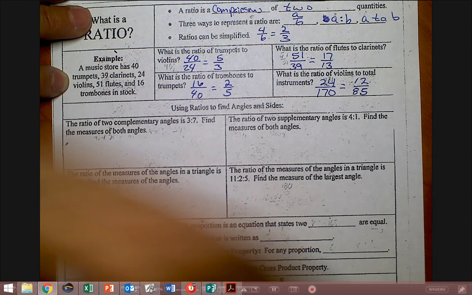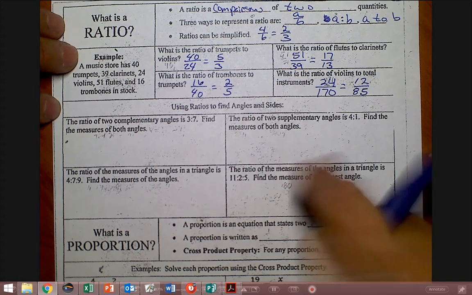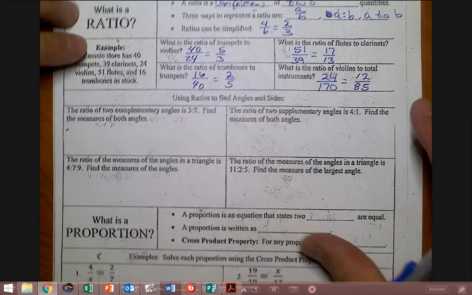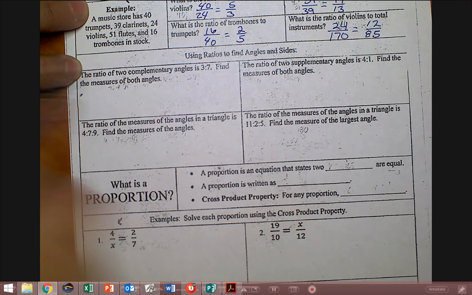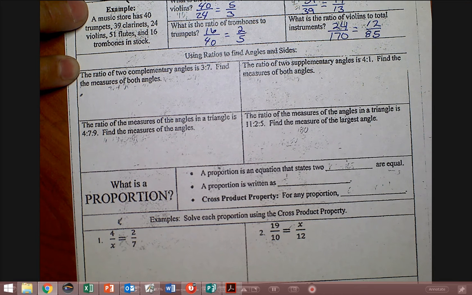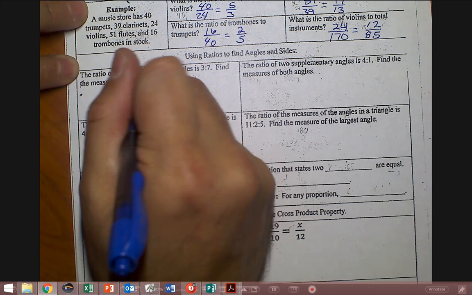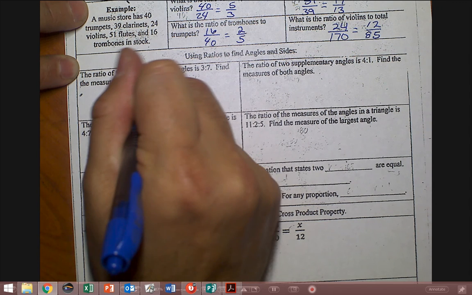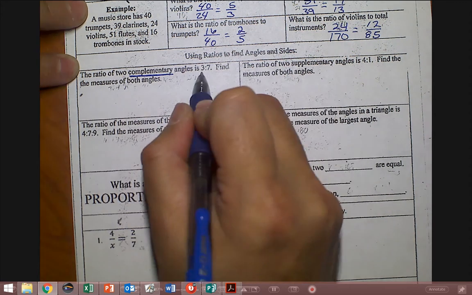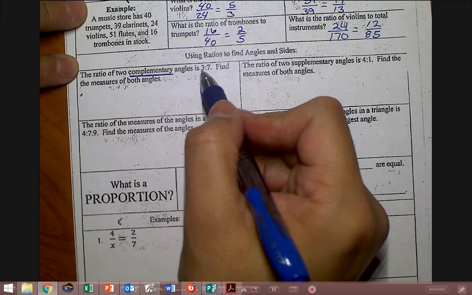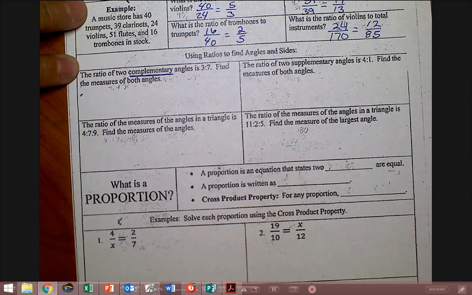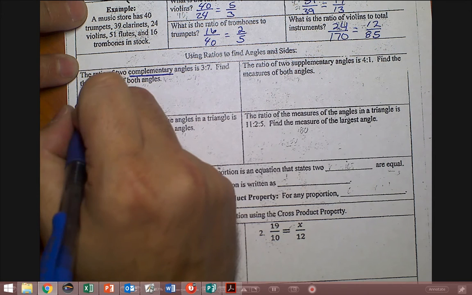Okay, so now we're going to actually use this information to find out the rest of this. So, the ratio of 2 complementary angles. What does complementary mean? Adds up to 90. So complementary means 90. And the ratio is 3 to 7. So there's 3 in this group, 7 in this group. So how many in total? 10. Very good.